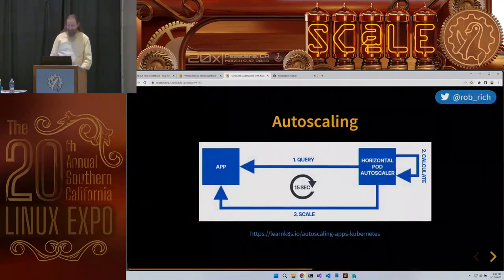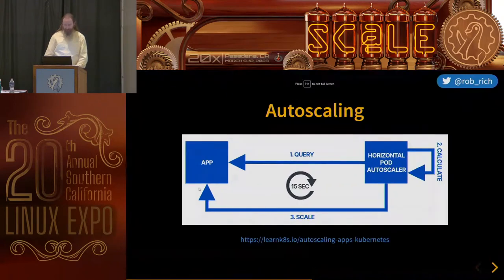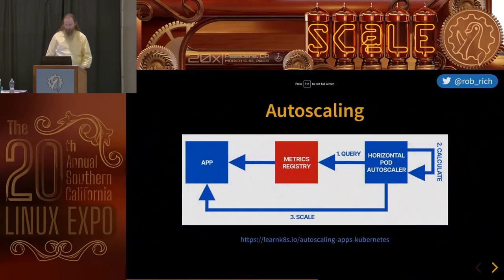Well, our next stop is the mental model that we had. This was where we have our app, and every 15 seconds, our horizontal pod autoscaler is going to query our app, calculate what it needs to do, and then scale it. Well, that's kind of what we did, but remember the metrics server? It's kind of this instead. I wish I could take credit for these graphics, but they came from this website, and it's amazing.